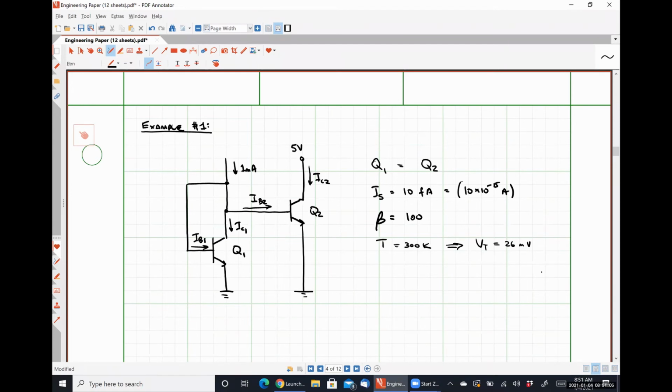Our goal is to determine VBE and our collector current IC2. All right. So, does anyone have any thoughts whatsoever on how we might approach this? Start coming up with something. I recognize that this is your first ever transistor problem, so any idea is a good idea as far as I'm concerned at this point.